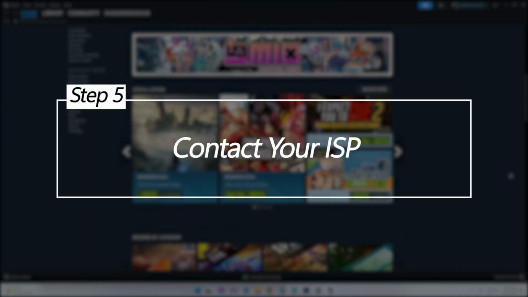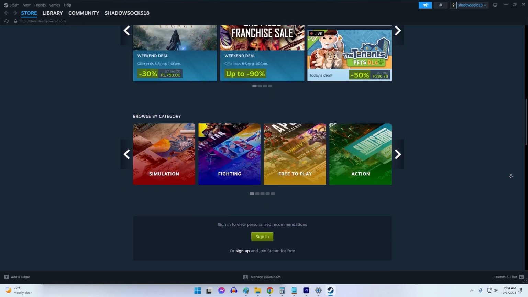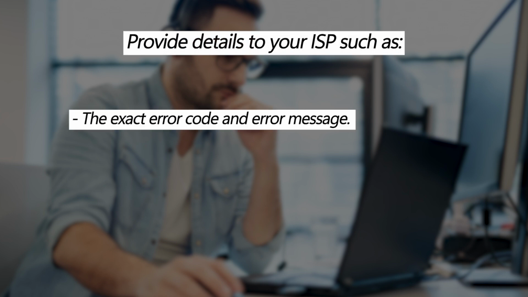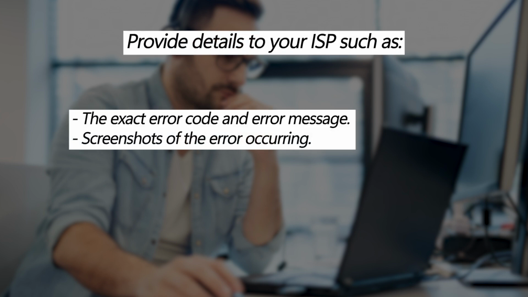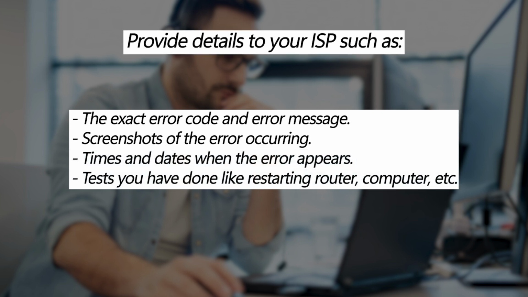Contact your ISP. For persistent -105 errors, contact your internet service provider for assistance, as there could be network configurations on their side blocking Steam connectivity. Provide details to your ISP such as the exact error code and error message, screenshots of the error occurring, times and dates when the error appears, and tests you have done like restarting router, computer, etc.